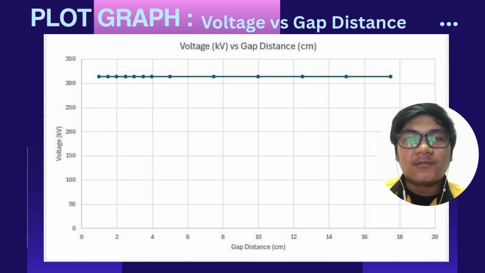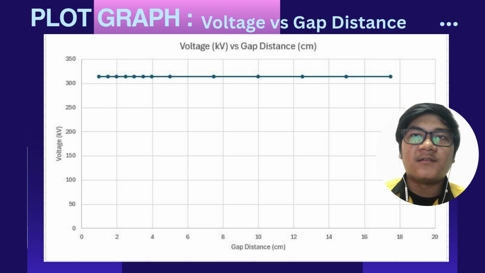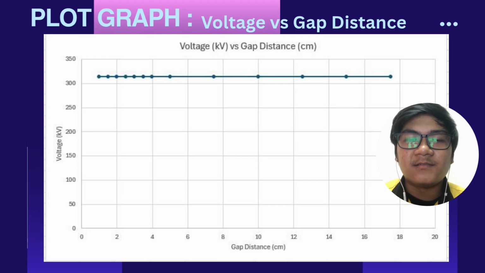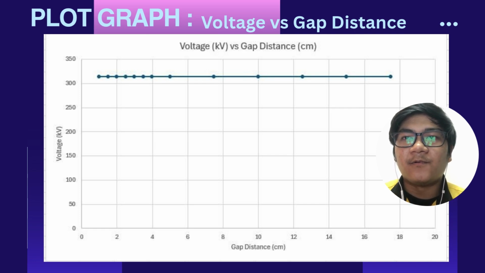So now I'm going to talk about the manually plotted graph of voltage against gap distance. As we can see, the voltage is the same because we chose 314 kilovolt, and the gap distance is what we chose from before.